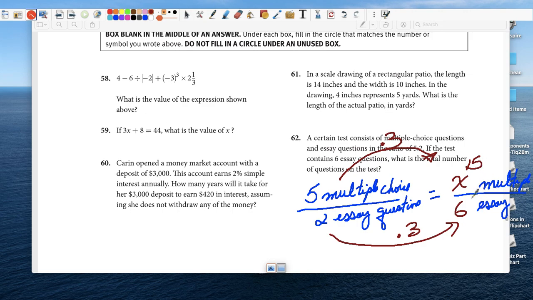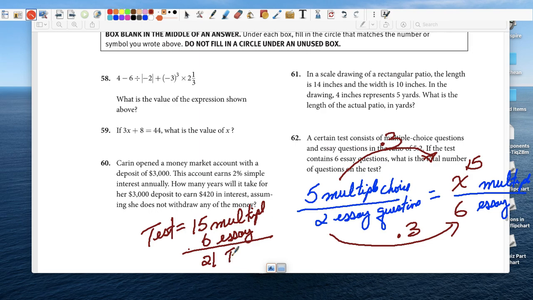We're still not done, because the question is how many questions are on the test. Well, on this particular test, there are 15 multiple choice questions and there are 6 essay questions. So they want the total number of questions. So this test has a total of 21 questions. Okay?